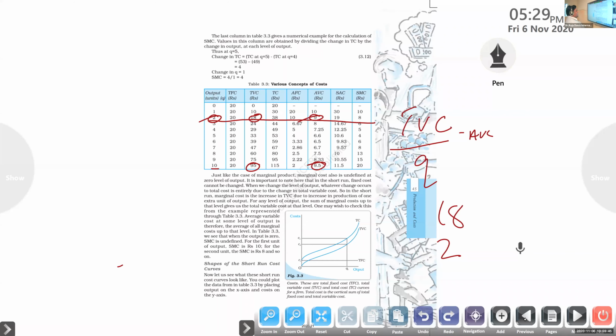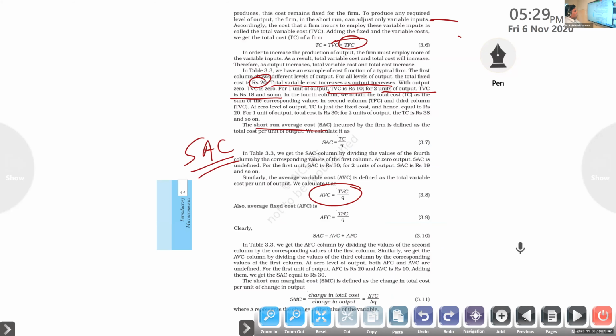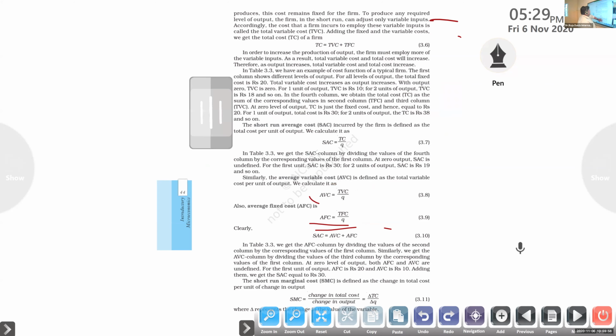Okay. So moving forward, listen carefully. Now we know how to find out AVC, average variable cost. Next one, average fixed cost, called AFC. What is the formula to find that? Average variable cost is TVC divided by Q. Average fixed cost should be total fixed cost divided by Q, right?